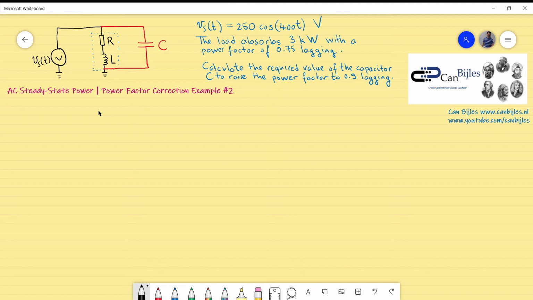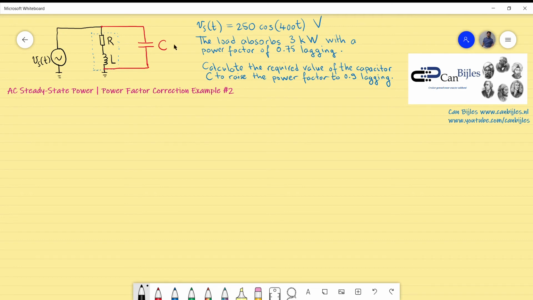In this example we have again an inductive load, shown here in a model, a series combination of the resistor and the inductor. But this time the question is somewhat different than in example 1. What is the question? There is a voltage given, Vs, which is shown here.